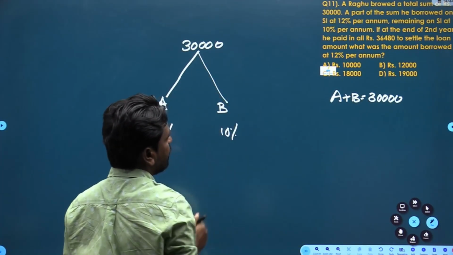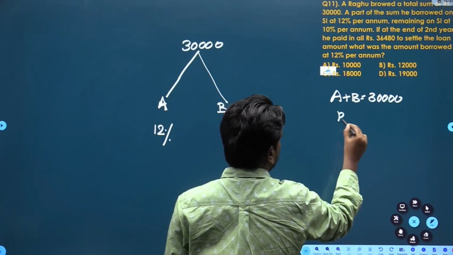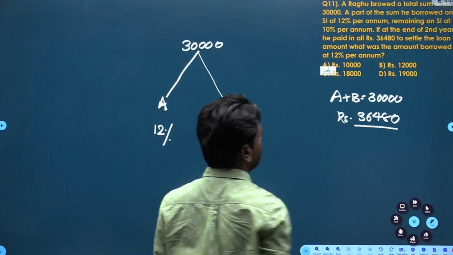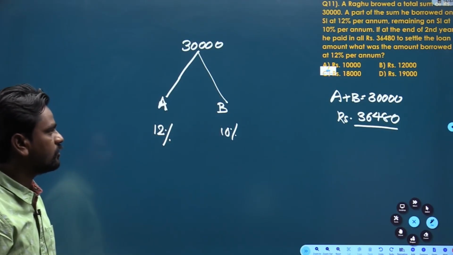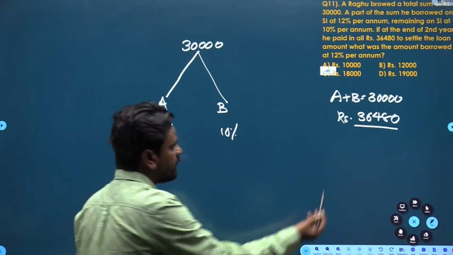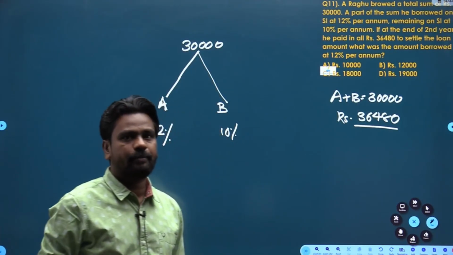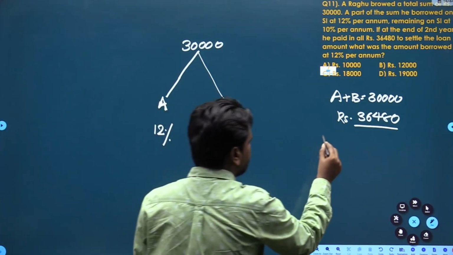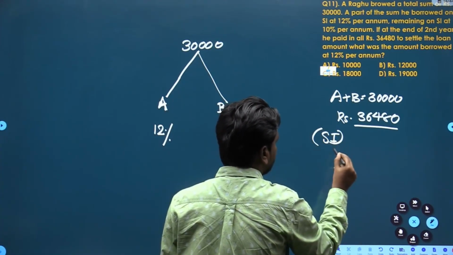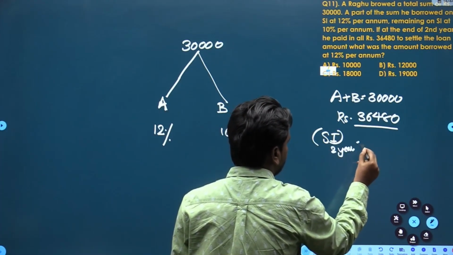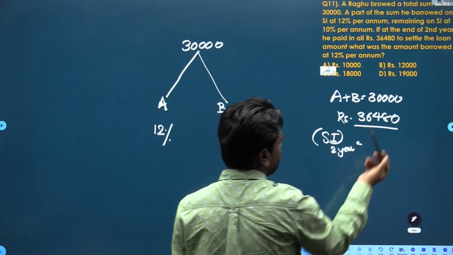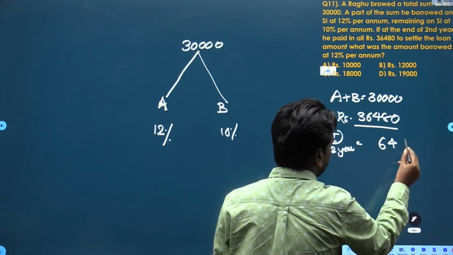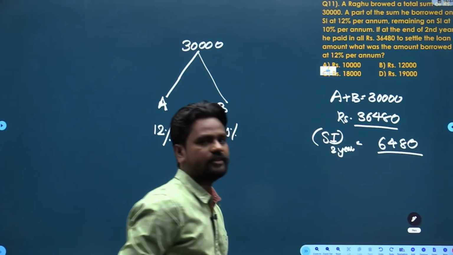He paid a total of rupees 36,480 to settle the loan. Here he took 30,000 and he paid 36,480 for 2 years. So how much interest did he pay for 2 years? 36,480 minus 30,000, so 6,480 rupees for 2 years' interest.